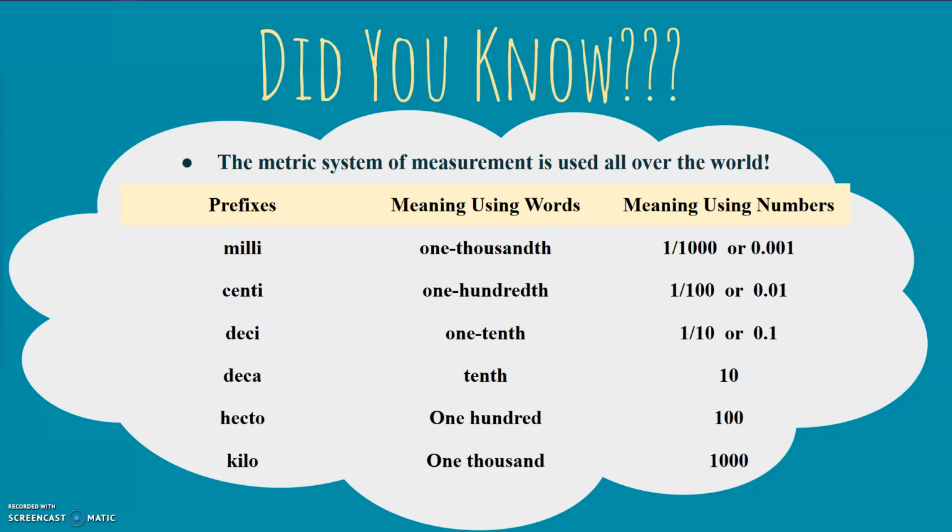Deci is 1/10. We don't really deal with decimeters, but they are a thing. Deca, meaning 10. Think decade, 10 years. Hecto means 100. And kilo means 1,000, like in kilometer, 1,000 meters, or kilogram, 1,000 grams.